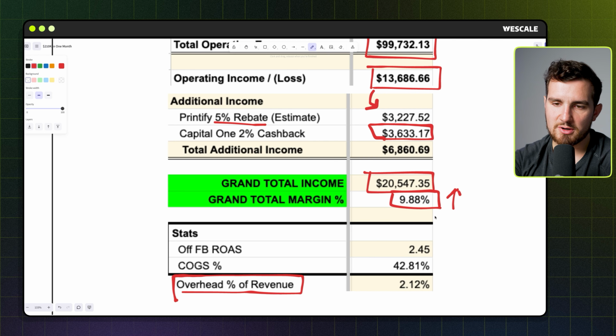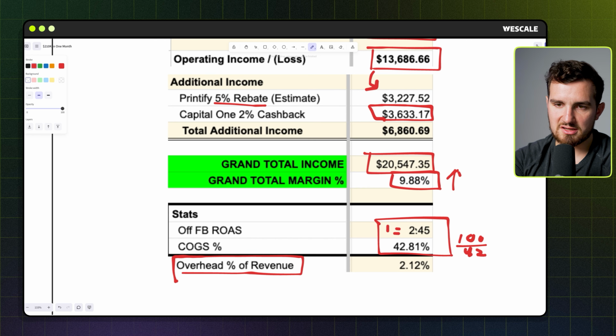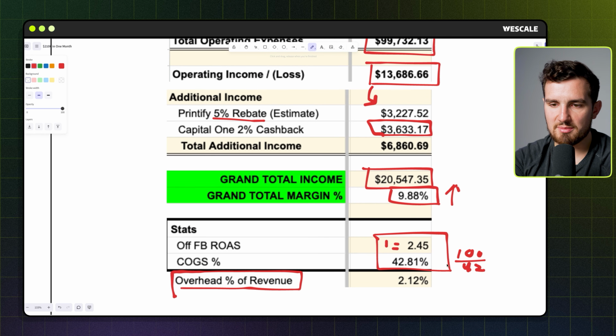The reason it was lower this month, and down here we have the two major culprits, the two largest expenses. We have our off Facebook ROAS, so basically we spent $1 to make $2.45 back. And out of $100 made in revenue, $42 of that was going to our cost of goods sold. So these are by far the two biggest numbers. Honestly, overhead expenses are not even worth talking about, since it's such a drop in the bucket. We're talking about a rounding error compared to cost of goods.